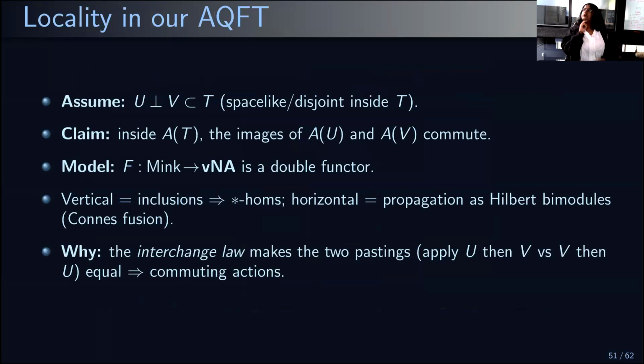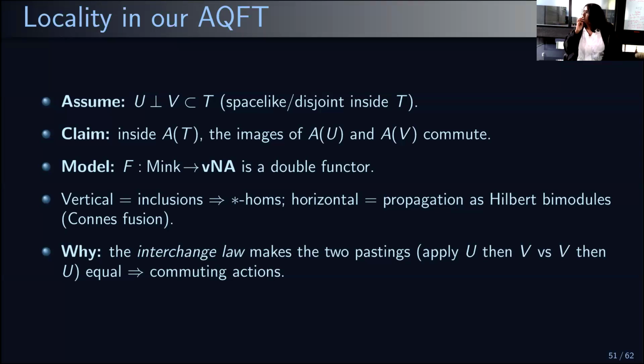So again, let's have U and V inside T, but they're disjoint. What you're trying to say is that inside of A of T, the images of A of U and A of V commute. The model for this is the double category of Minkowski spaces to the double category of von Neumann algebras. So you use this interchange law of double categories, which basically says that how the square of the square commutes is equal to how it commutes on the other end.